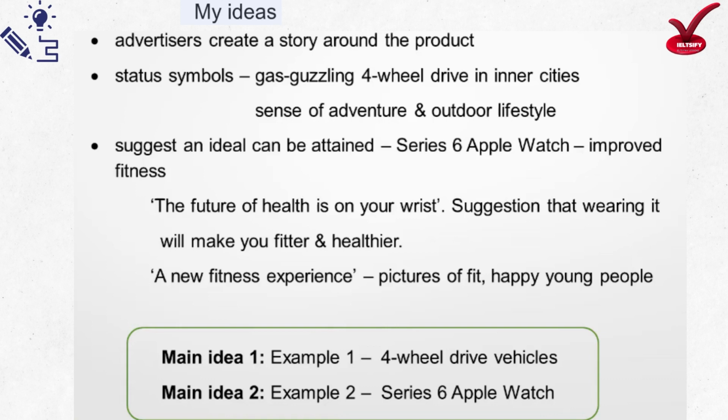So my 2 main ideas for the main body paragraphs are examples to support my view. Example 1 is the 4-wheel drive vehicles, and example 2 is a Series 6 Apple Watch. We're almost ready to start writing our essay, but first, we have one other small task to do: vocabulary.